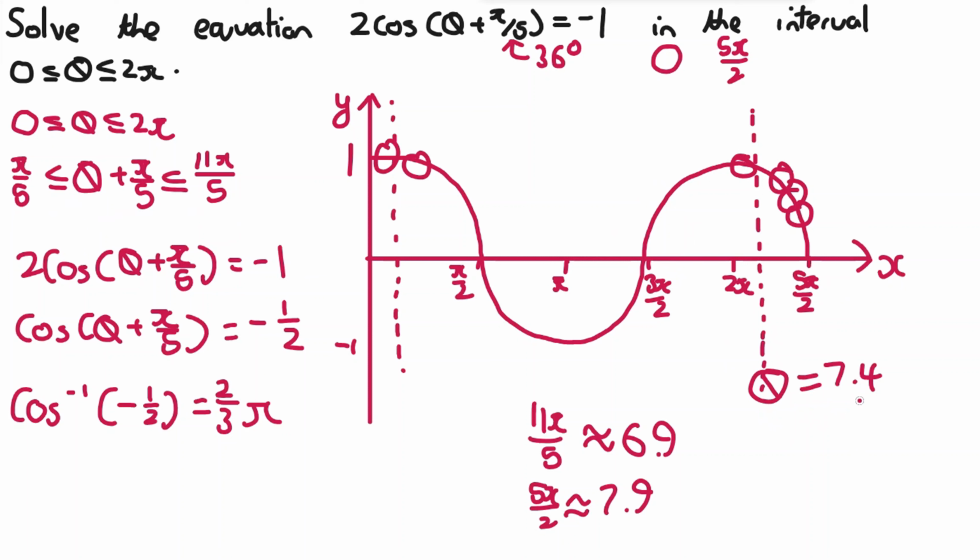And the best way to do it is to check 7.4, check what this value is, and it's 6.9. Is 7.4 bigger than 6.9? Yes, it is. So therefore, this is not a solution in this interval. This isn't a solution.